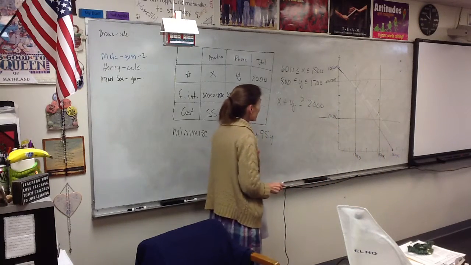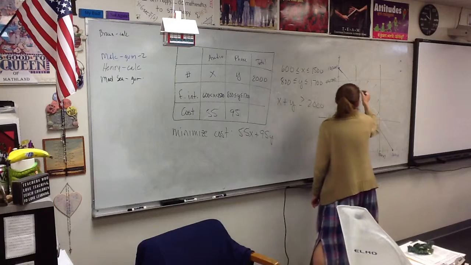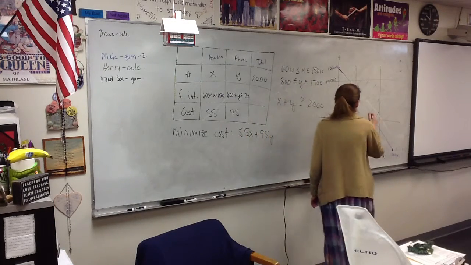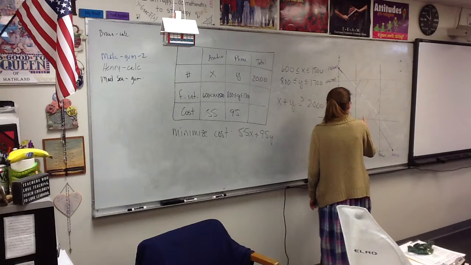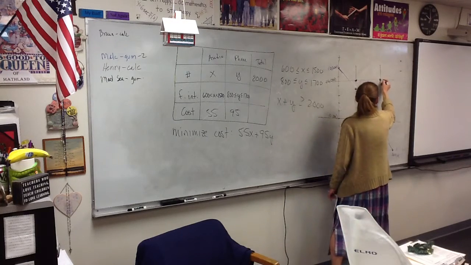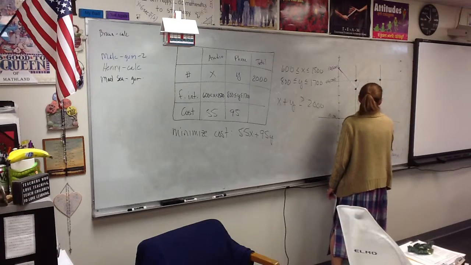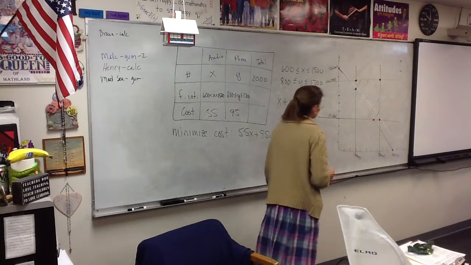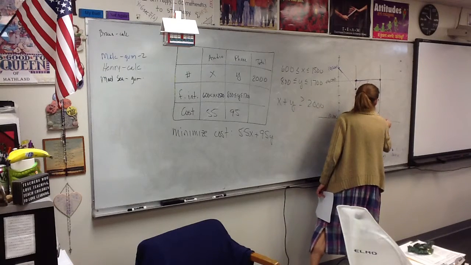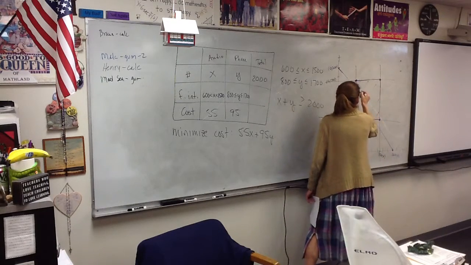And where is that shaded? Where is my purple line shaded? Above. So I'm inside the box, but above the purple. Does it look like you have those corners, if you're inside the box, but above the purple?